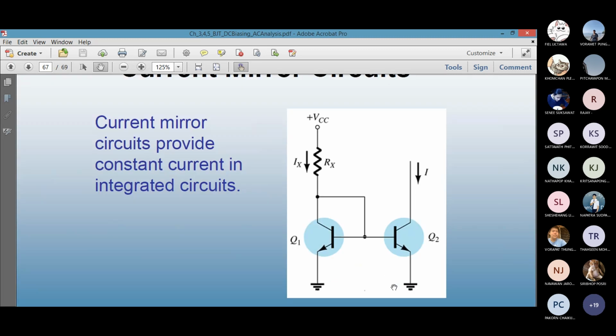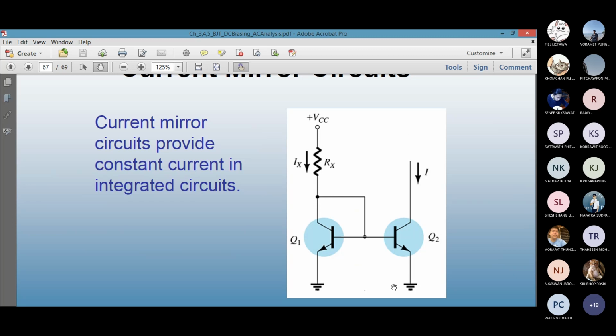Told you about the current mirror. Two BJTs are connected in a mirror-like fashion. Opposite flip version of each other. They're identical. VBE is the same. The base current will be the same. And on the input side, you have a resistor which you can change. The symbol is not given. If you change the resistor, the input current IX changes, which will also change the output current I. So the output current is a function of the input current. We call this the current mirror circuit.